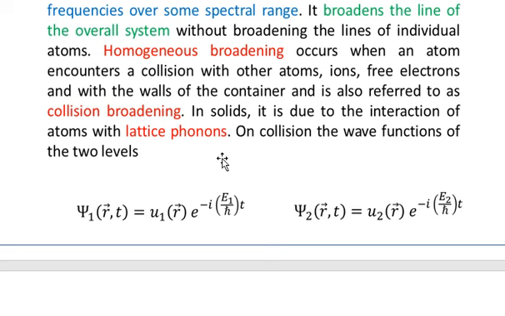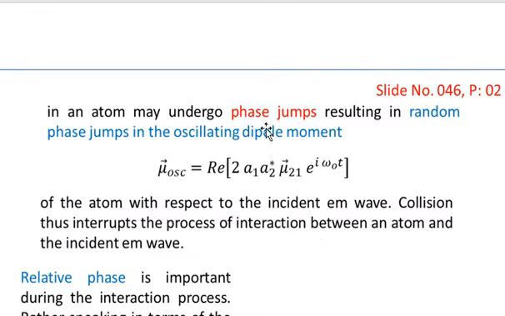On collision, the wave functions of the two levels which are given over here may undergo phase jumps, resulting in random phase jumps in the oscillating dipole moment, which is given as mu oscillation, equal to real part of 2 A1 A2 star mu 21 e to the power iota omega naught t. This mu oscillation has been described in much detail in slides number 44 and 45.